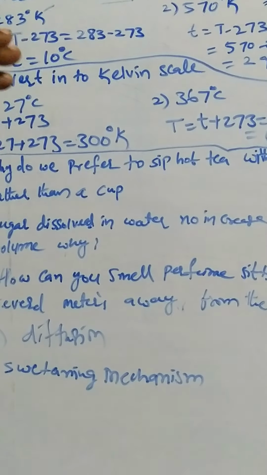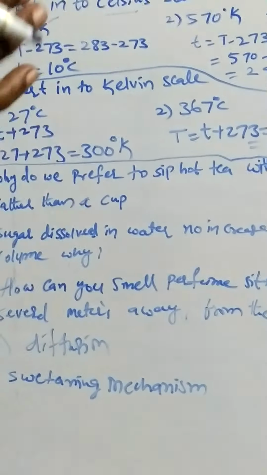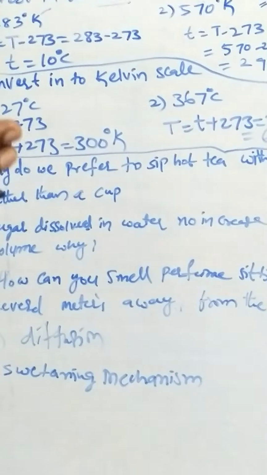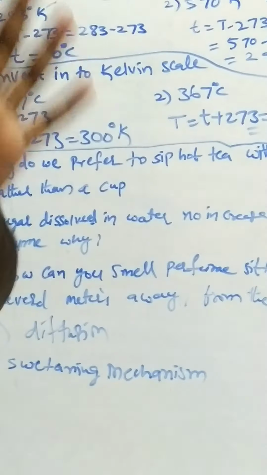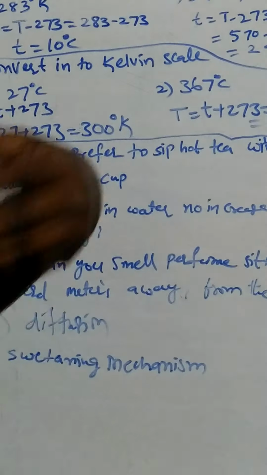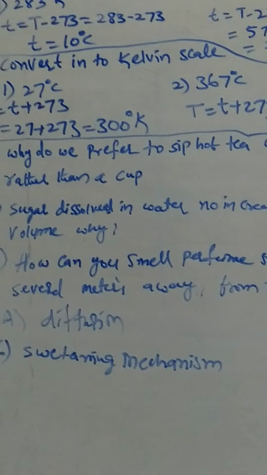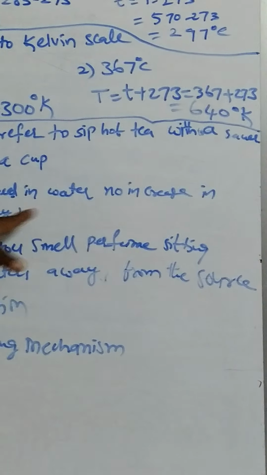So only the upper particles will lose energy to the atmosphere, so it will take more time to lose its energy. Suppose you keep it in a saucer, it is easier to become cold because a larger surface area is exposed to the atmosphere. Next one, sugar dissolved in water, then there is no increase in volume.